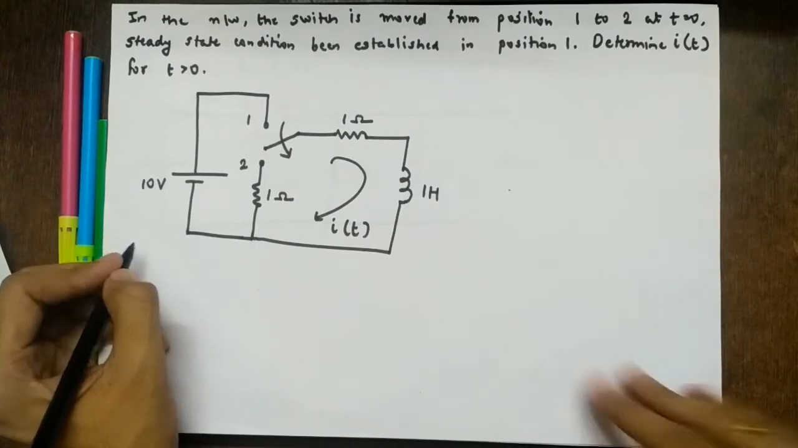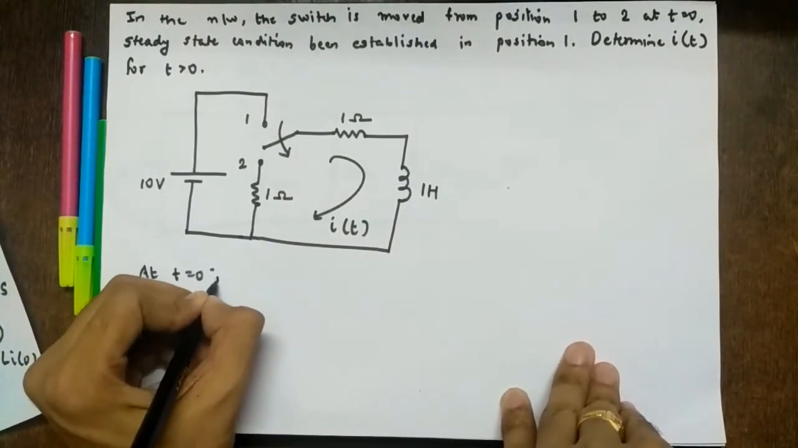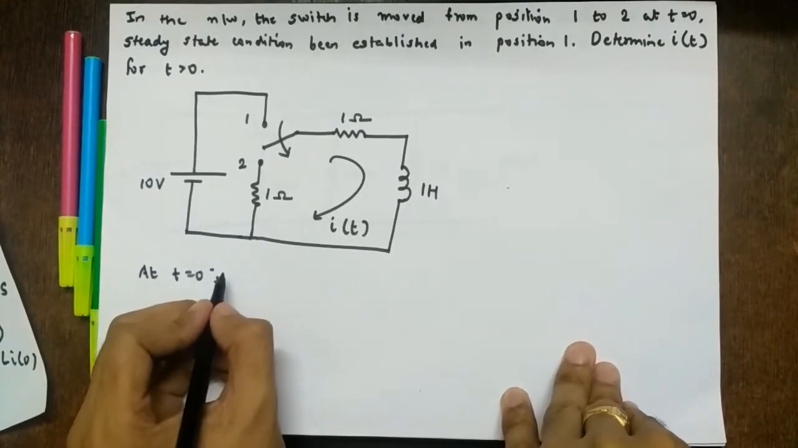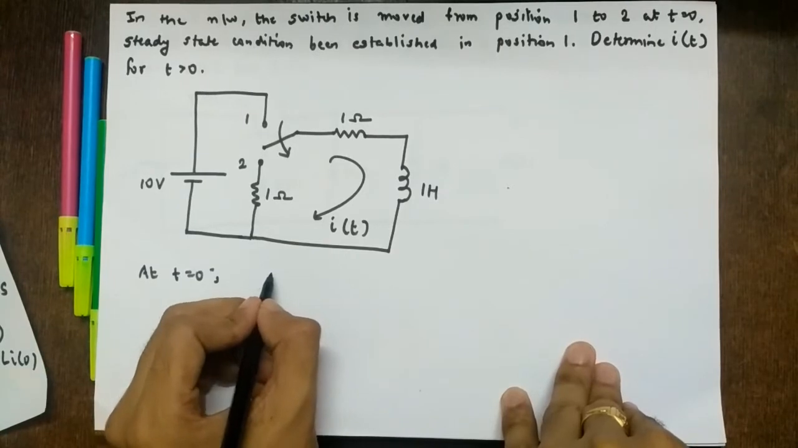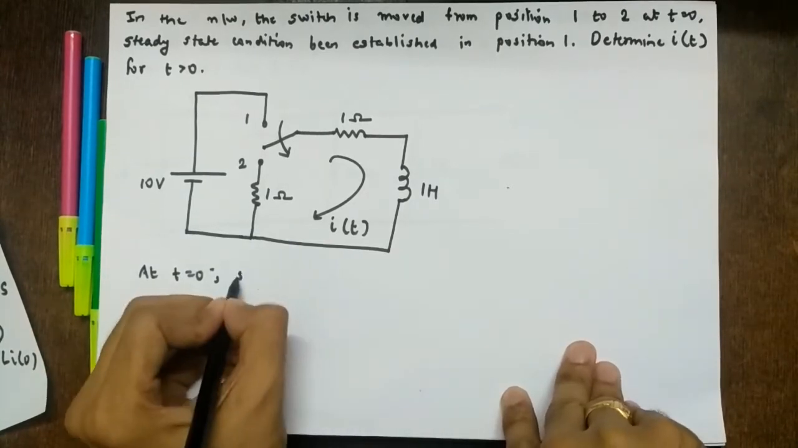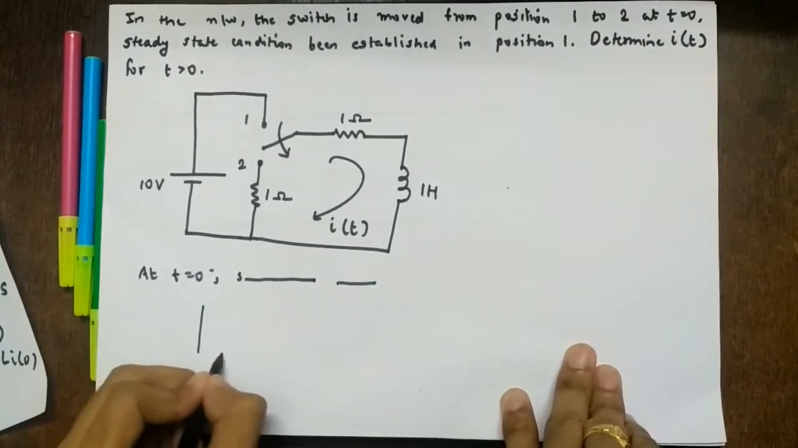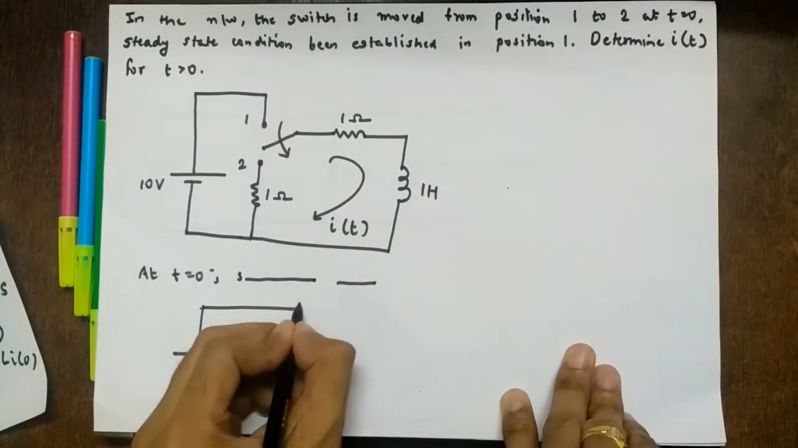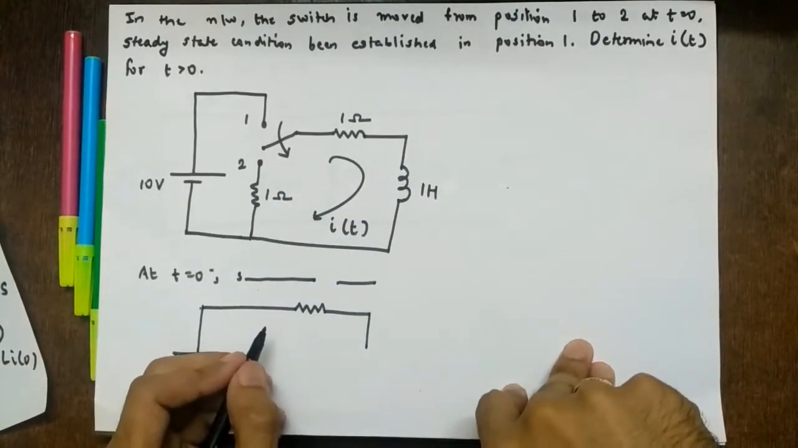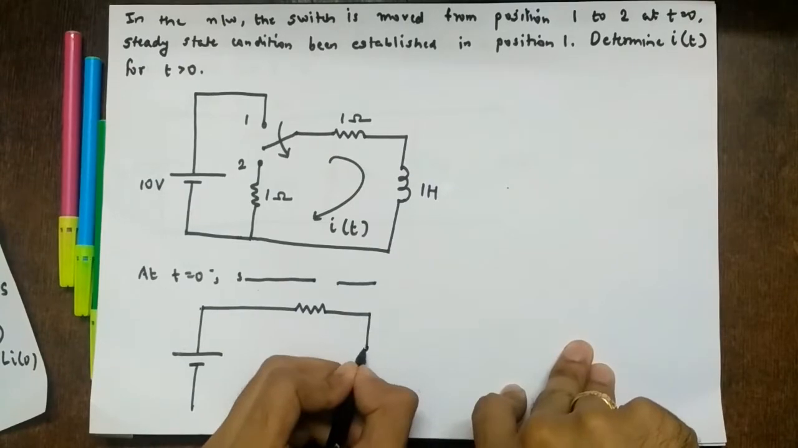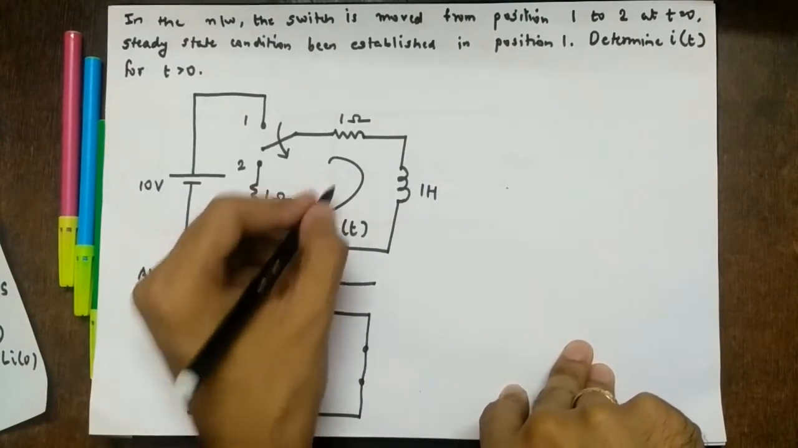We say at t equal to 0 minus. What is happening at t equal to 0 minus? The switch is at position 1 and steady state condition is reached. So you will write: switch is at position 1 and steady state condition is reached. So the circuit will be like this. What happens to the inductor in a steady state condition? It is a short circuit, right? So we have seen this in time domain. So we will get this sort of circuit, and this is I of t.